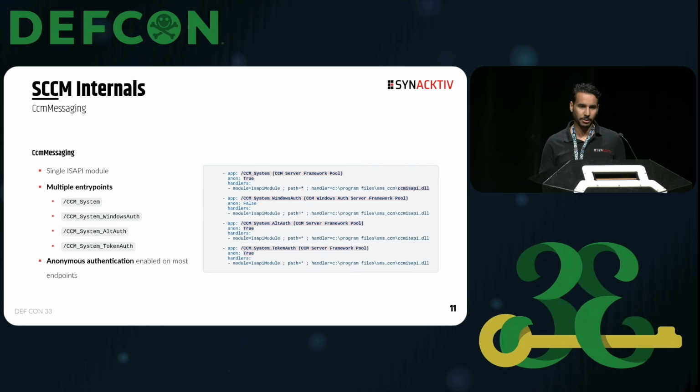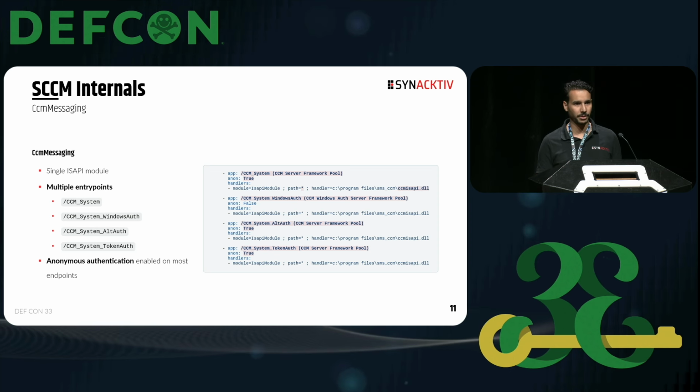Let me now cover another key service, which is CCM messaging. This web app has a single ASP API module with entry points named in a similar way to the ones we've seen before. And here too, anonymous authentication is enabled on 3 entry points.